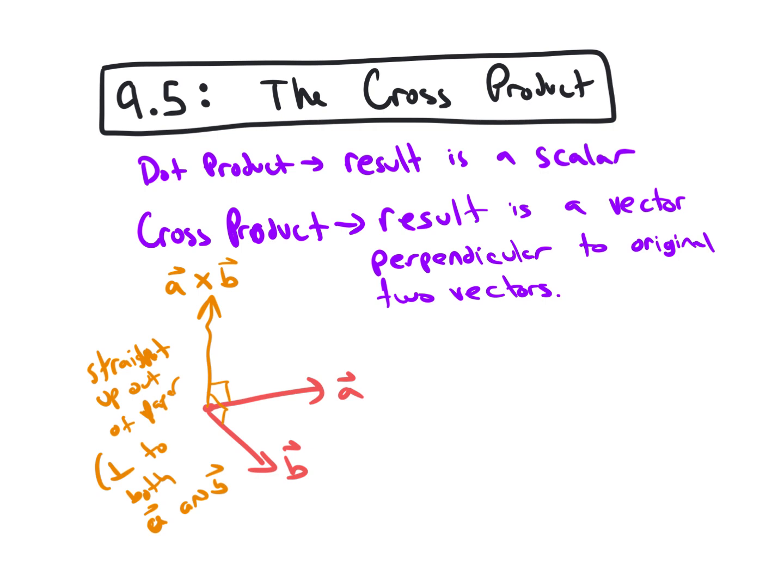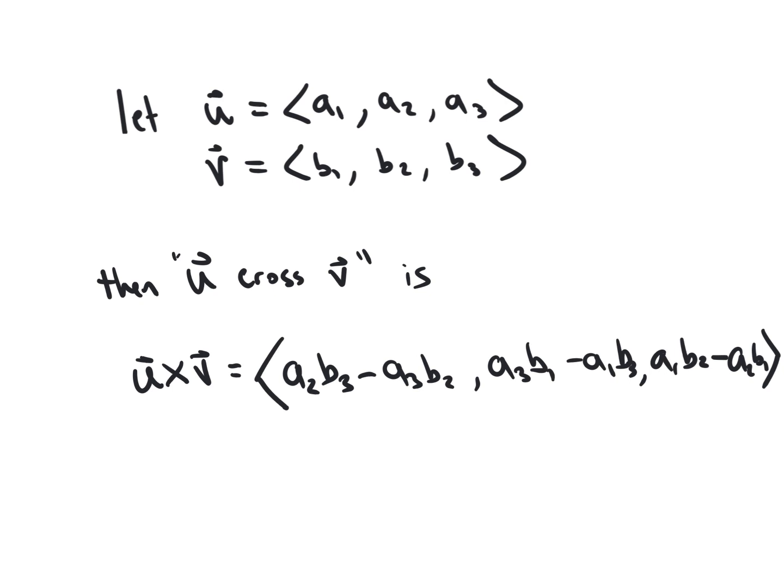Okay, let's get into the math behind it. If you're ever falling behind, just pause the video, catch up. All right, so let's say we have two vectors. We've got vector u, with a1, a2, and a3 as its components. Vector v has b1, b2, and b3 as its components.